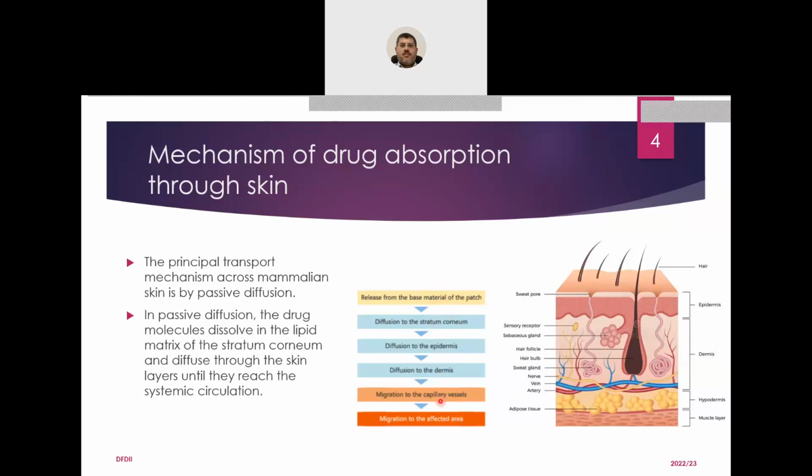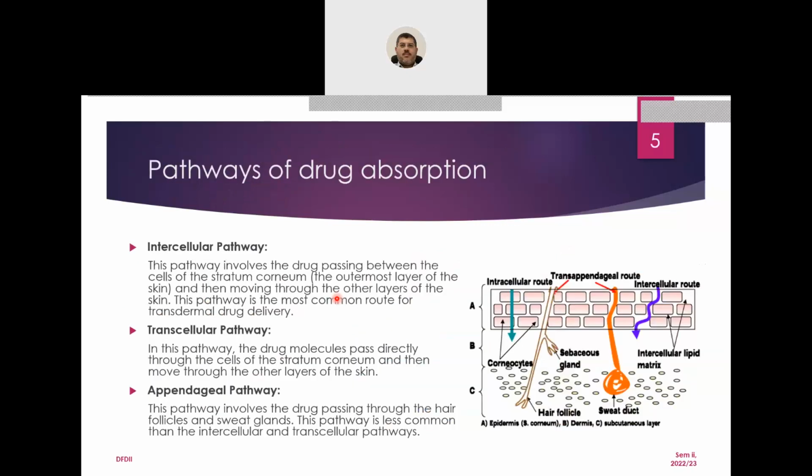Okay, so how does this passage occur? The main mechanism is passive diffusion. Okay, it's not an active process, not carrier mediated. It is a passive diffusion of the drug through these layers, mainly. Okay, if there is no other mechanism in the transdermal drug delivery system, it passes by passive diffusion. So in this kind of absorption mechanism, the drug molecules dissolve in the lipid matrix of the stratum corneum and diffuse through the skin layers till they reach the systemic circulation. Since the process is passive, it mainly depends on the characteristics of skin and the physicochemical properties of the drug. Okay, so the most important thing, if it is a passive diffusion based mechanism, is to choose drugs with suitable physical properties.